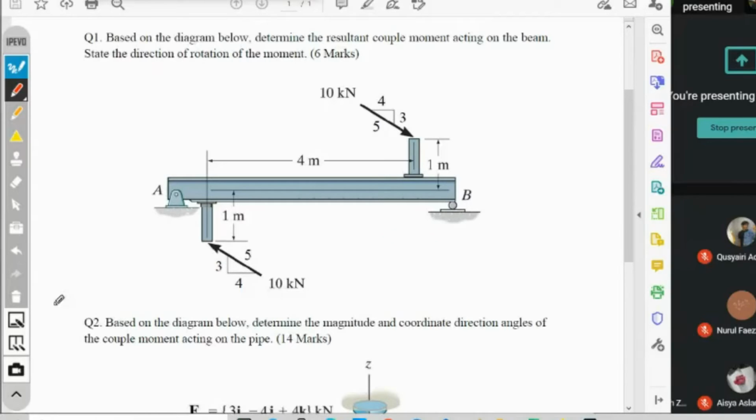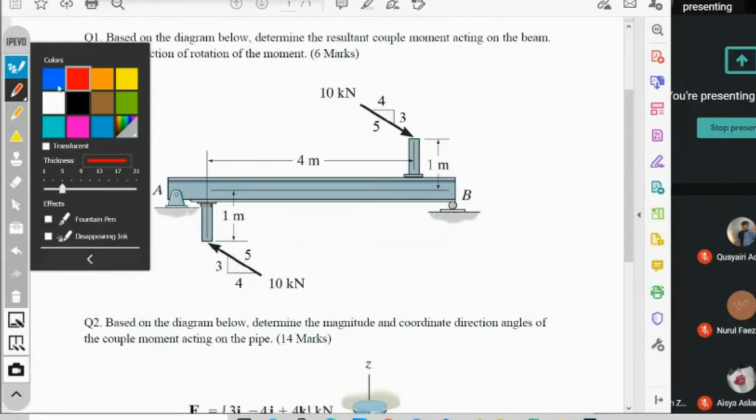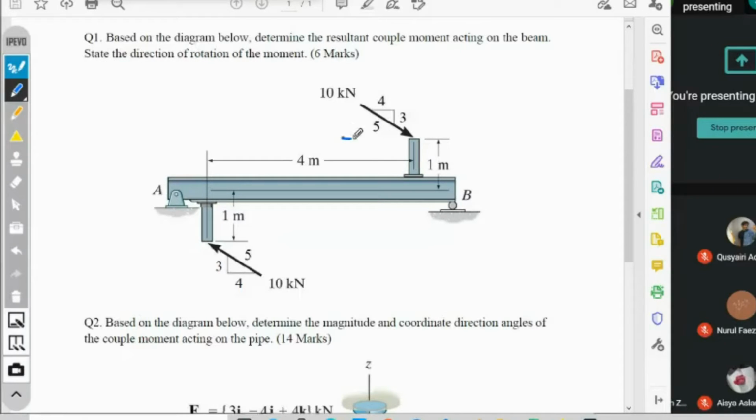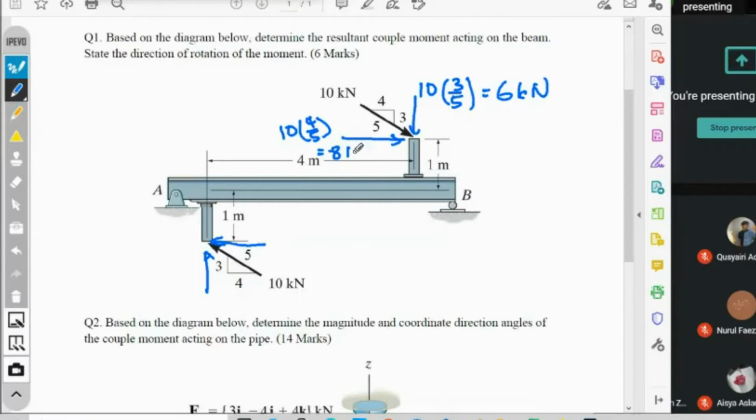Normally the easiest way to address a question like this is by resolving into components. Each of these will have vertical and horizontal components. The vertical will be 10 times 3 over 5, which is 6 kilonewton, and the horizontal will be 10 times 4 over 5, which will be 8 kilonewton. It will be the same here: 8 kilonewton, 6 kilonewton.